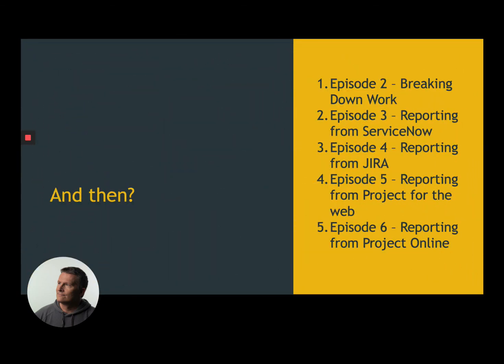Okay, well, so what's next in terms of this webinar series? Well, episode 2, we're going to break down work. Then we're going to move in episode 3 to reporting out from ServiceNow. We'll go into episode 4 where we're reporting out from Jira. Moving into episode 5, we'll report just from Project for the Web. And then you'll see all this come together, including also content from Project Online. So 2 of these from Microsoft, Project for the Web and Project Online, and then a couple of others from ServiceNow and from Atlassian, so we can start to move towards having a comprehensive view of work for our organization.